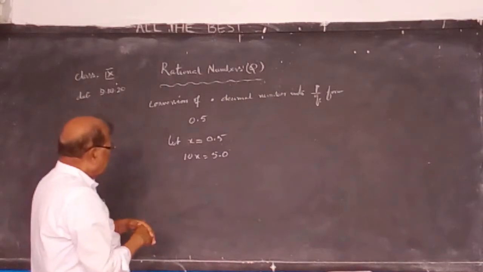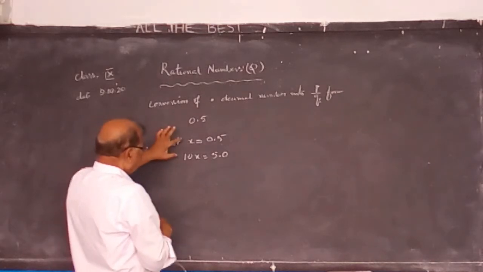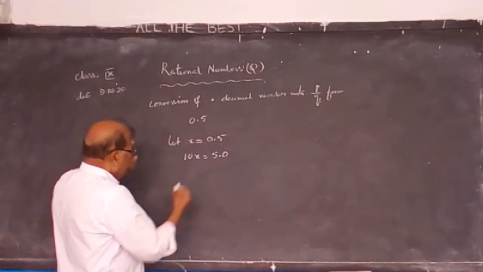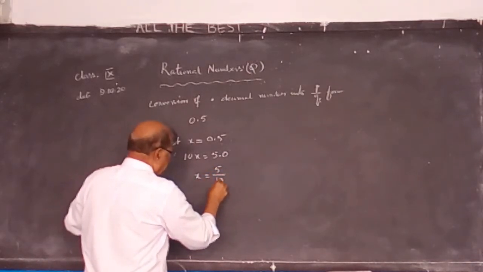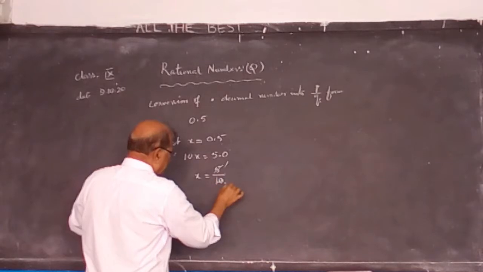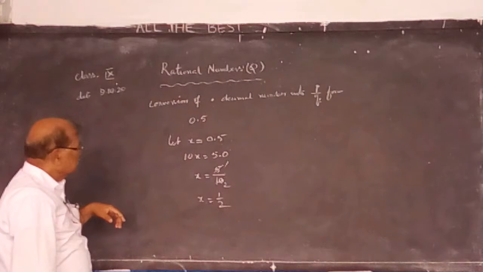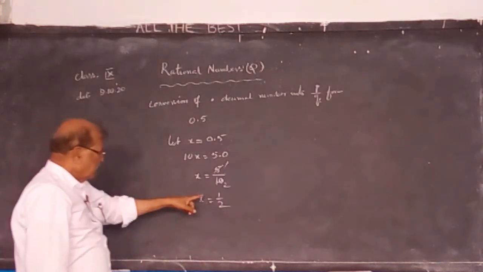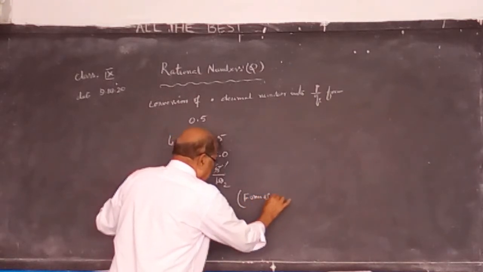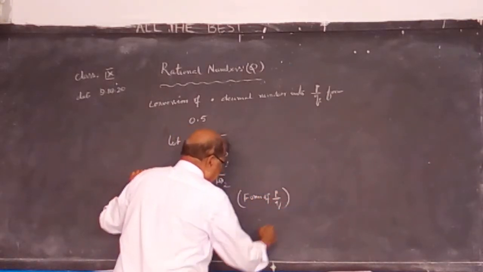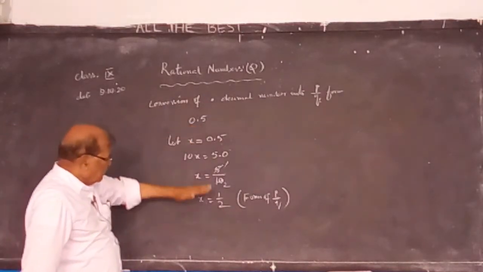So now if you observe carefully, what is x? 5 by 10. 5 1s are 5, 5 2s are 10. x is equal to 1 by 2. This is one way of converting a decimal number into the form of P by Q.